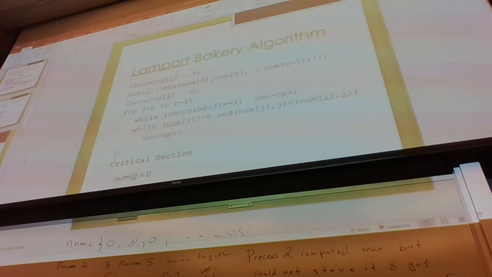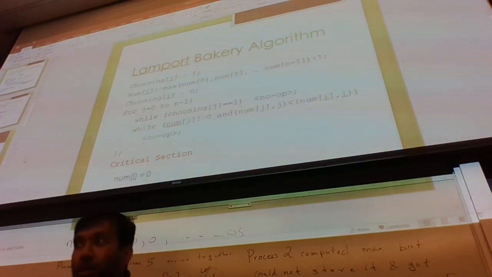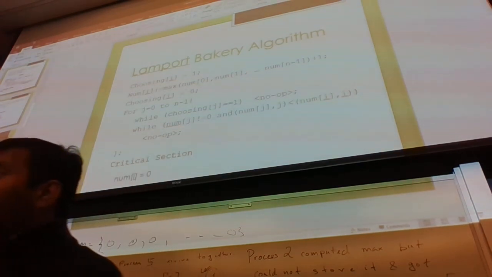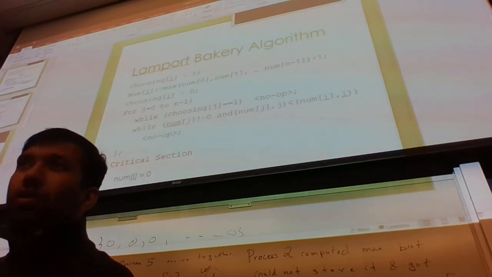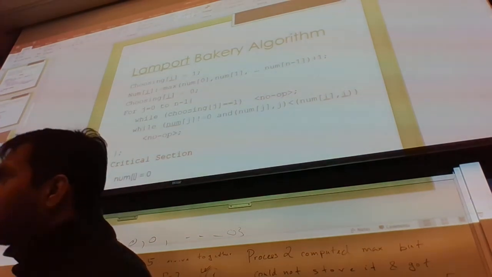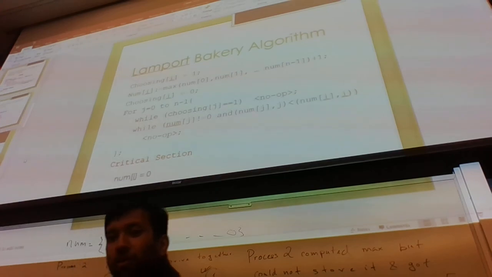So now you read it. Today we will stop here. That is Lamport's Bakery algorithm. Next we will go to semaphores, and that will be your assignment 2. Right? Assignment 2 has semaphores.